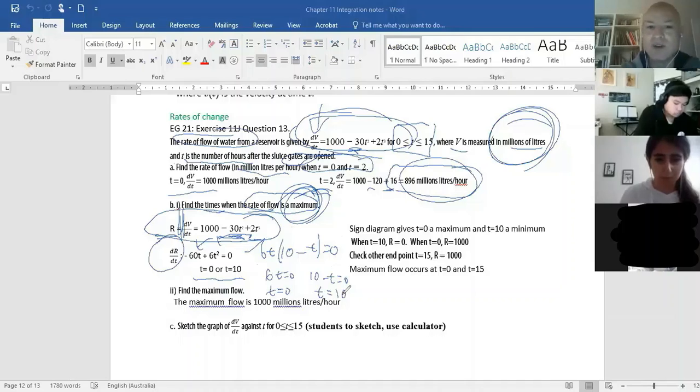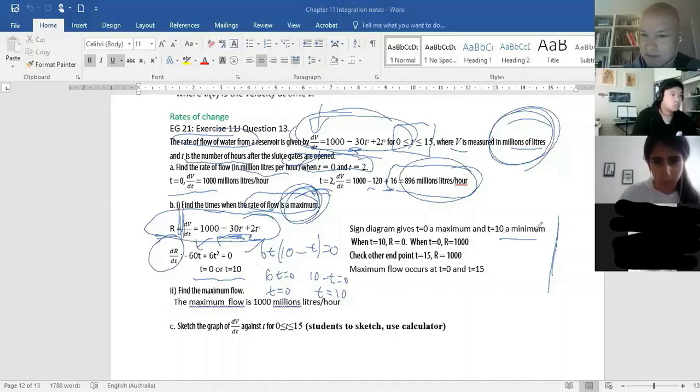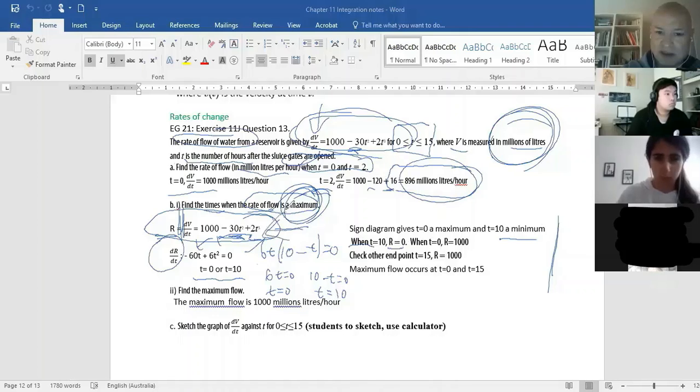Of course, which one is it? We have to do our sign diagram to work out which one's our maximum. I didn't do the sign diagram, but I've just written it here. It says at t equals 0 we get a maximum, and at t equals 10 we get a minimum. If we want to know what it is, we can substitute it in. When t equals 10, we get R equal to 0.